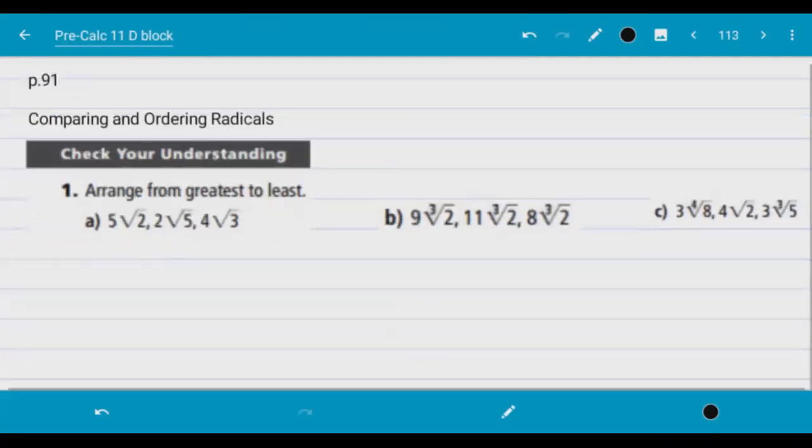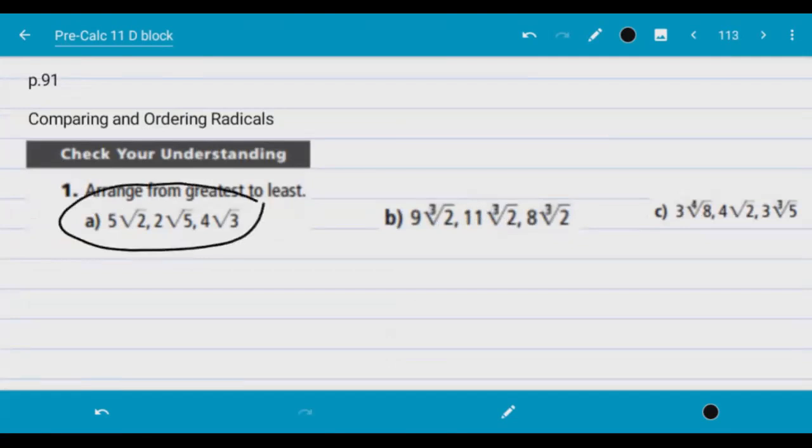So we are going to be comparing and ordering radicals. Check Understanding number 1. Arrange from greatest to least. All right, so this is what you're supposed to do. As you can see in the first example here, you have radicals that have different radicands.